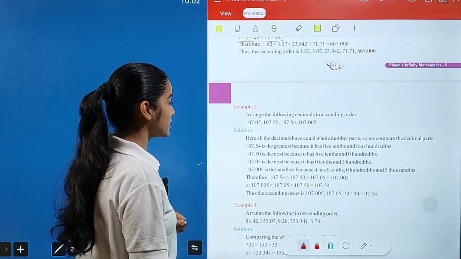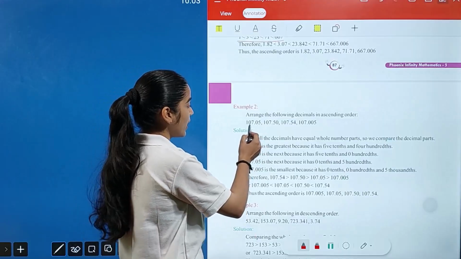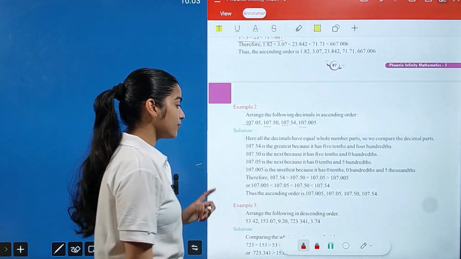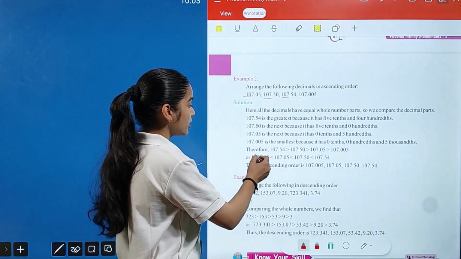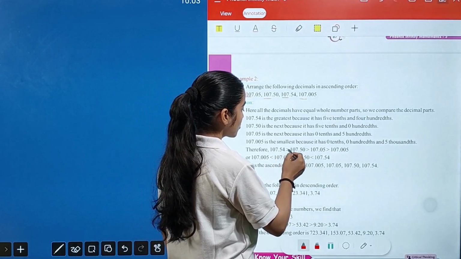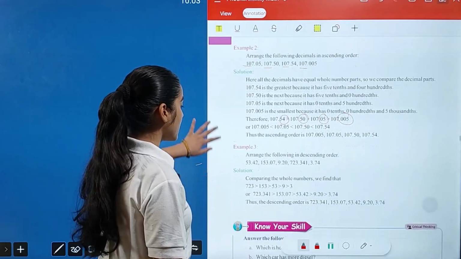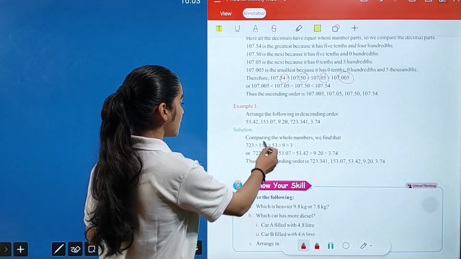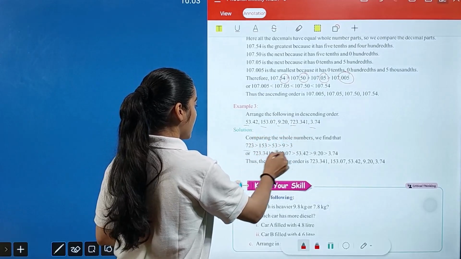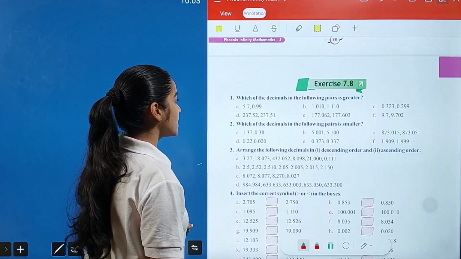Arrange the following decimals in ascending order. First you have to compare their whole numbers, but in this case we find the same whole number, 107, 107, 107, 107. Then you have to compare their decimal parts. So 107.54 is bigger than 107.50. According to this you can compare and write them in ascending order. Now arrange the following in descending order. So comparing the whole numbers 53, 153, 9, 723 and 3, and according to that you can compare your decimal numbers as well. Now we move forward to our next exercise, which is 7.a.